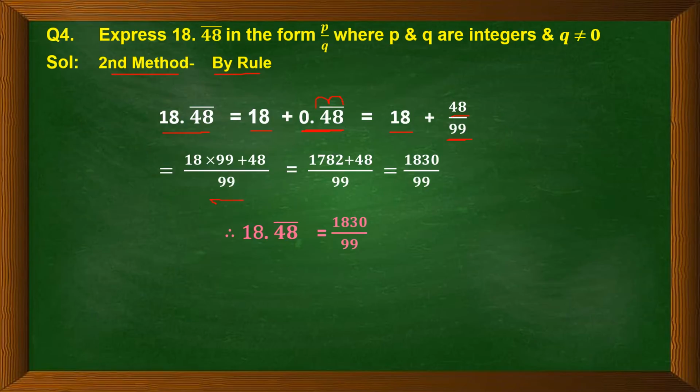Further 99 into 18 plus 48, which is equal to 1782 plus 48 upon 99, which is equal to 1830 upon 99. So this is the p by q form of the decimal number 18.48 bar, equal to 1830 upon 99. And by the first method also we got the same number, 1830 upon 99, right?